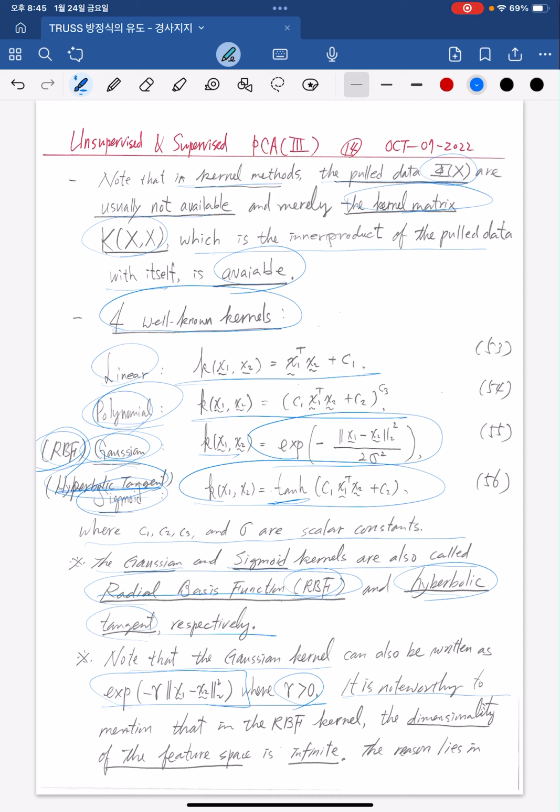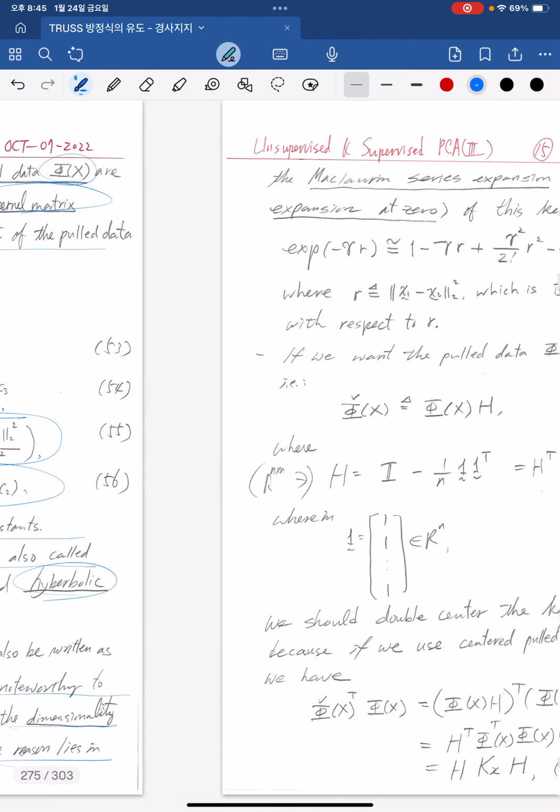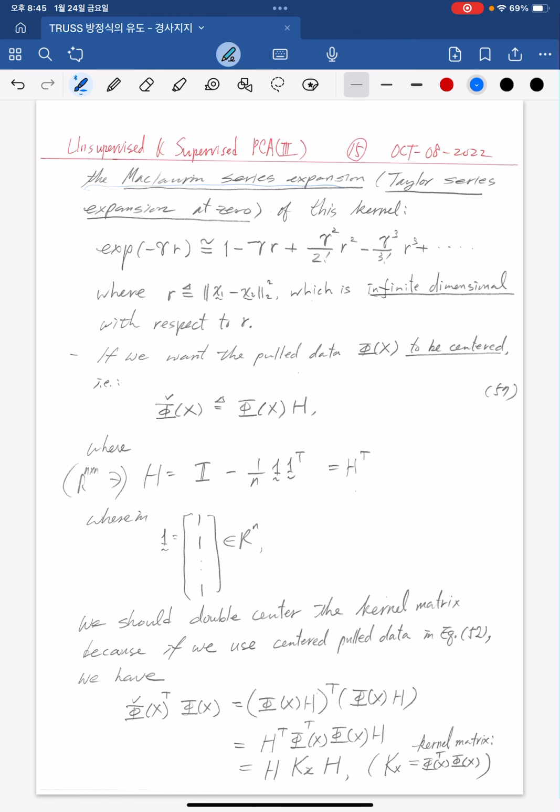It is noteworthy to mention that in the RBF kernel, the dimensionality of the feature space is infinite. The reason lies in the Maclaurin series expansion, the Taylor series expansion at 0 of this kernel. Here R is defined like this, which is infinite dimensional with respect to R.